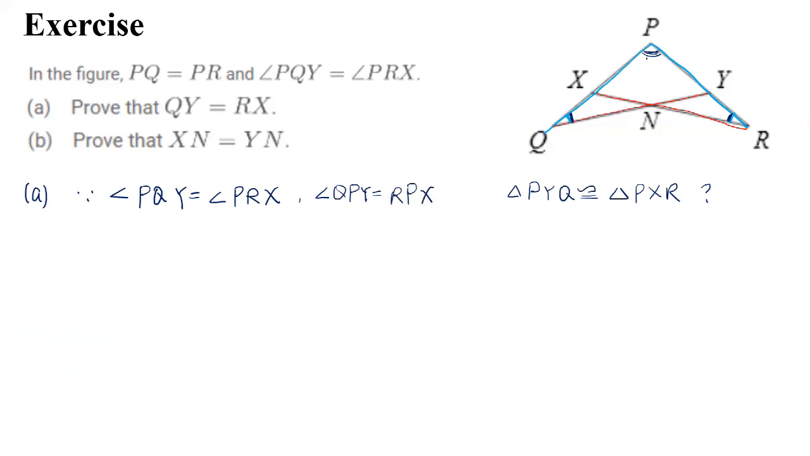And then we have two pairs of equal angles now. And note here, we also have this side equals this side, right? PQ equals PR. Then can we say these two triangles are congruent now? Angle, side, angle.